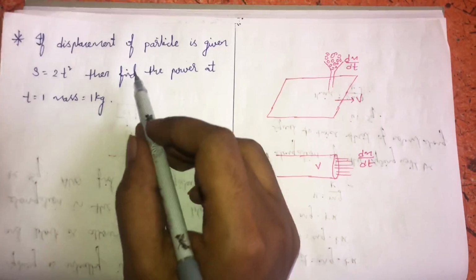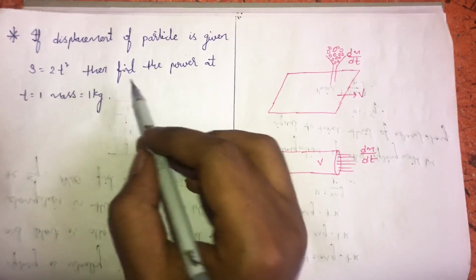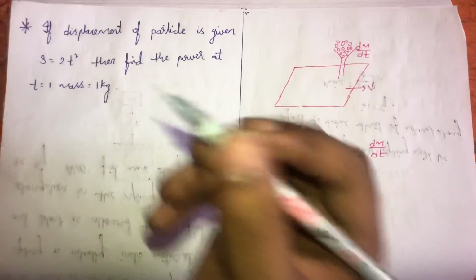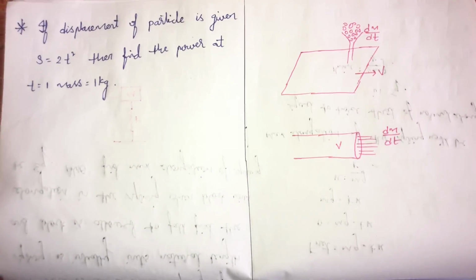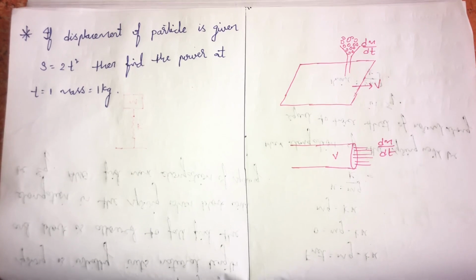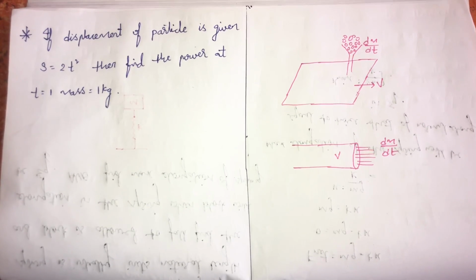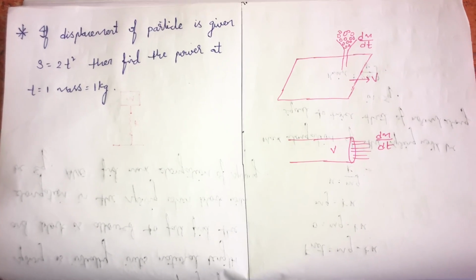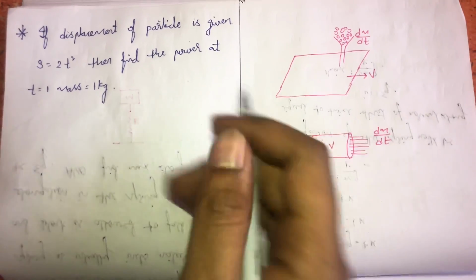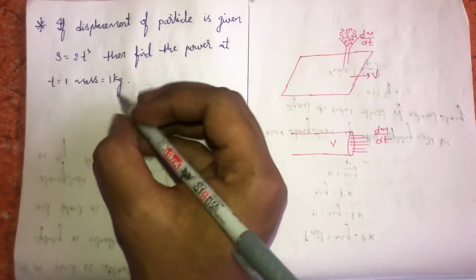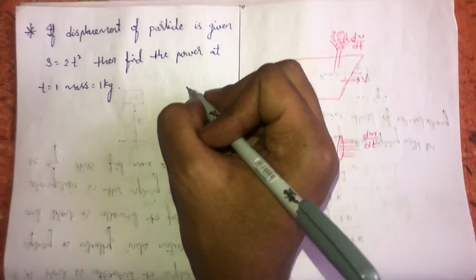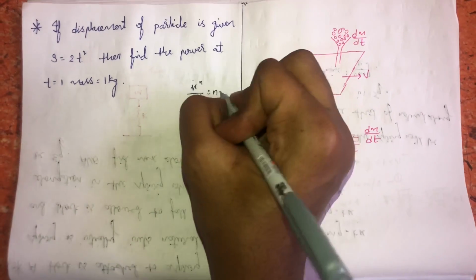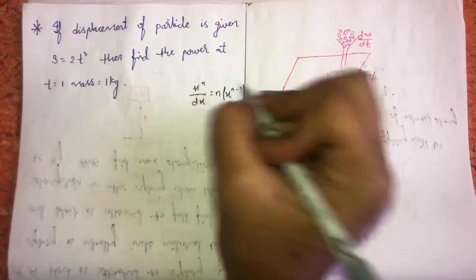If the displacement of the particle is given as s equals 2t square, then find the power at t equals 1 second, mass equals 1 kg. Here, as the displacement is given, we can get velocity by differentiation of displacement with respect to t. Then differentiation of velocity by dt will give acceleration, so that we can find the power from acceleration and velocity. Here, as we know the differentiation formula, d of x to the power of n by dx will be equal to n times x to the power of n minus 1.